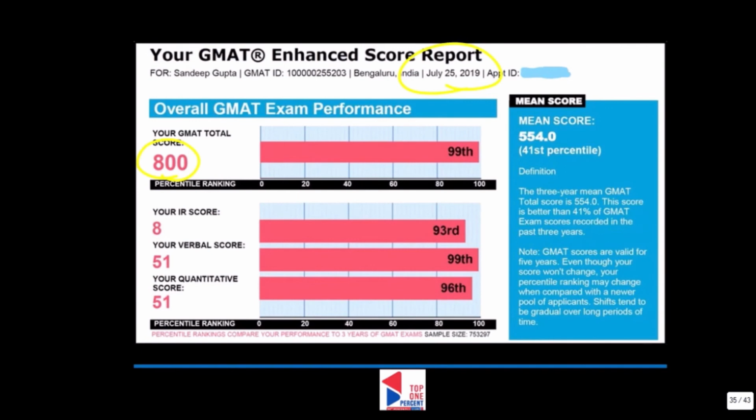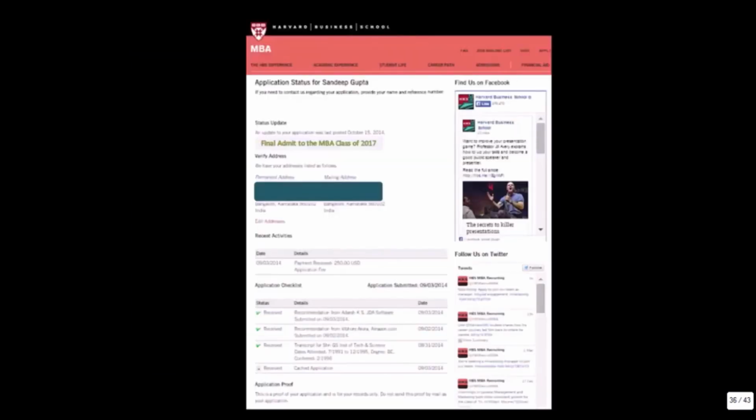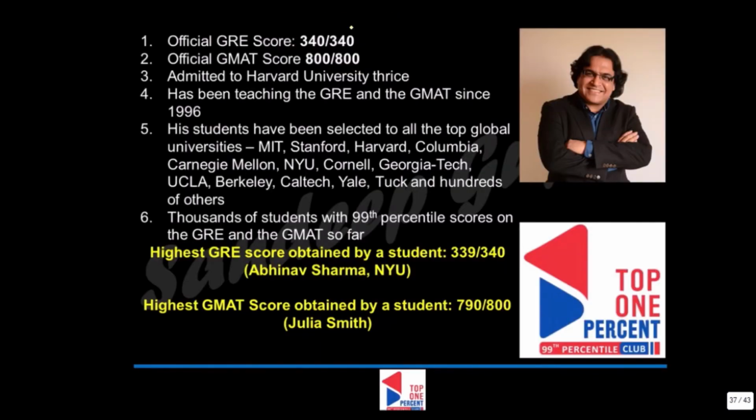I have been teaching for the GRE and the GMAT since 1996. Also, I have been accepted by Harvard, the best university in the world, 3 times, and this is my latest admission offer from Harvard. So very quickly, I have a 340 score on the GRE, 800 on the GMAT, and thrice I've been admitted to Harvard University. I've been teaching since 1996.